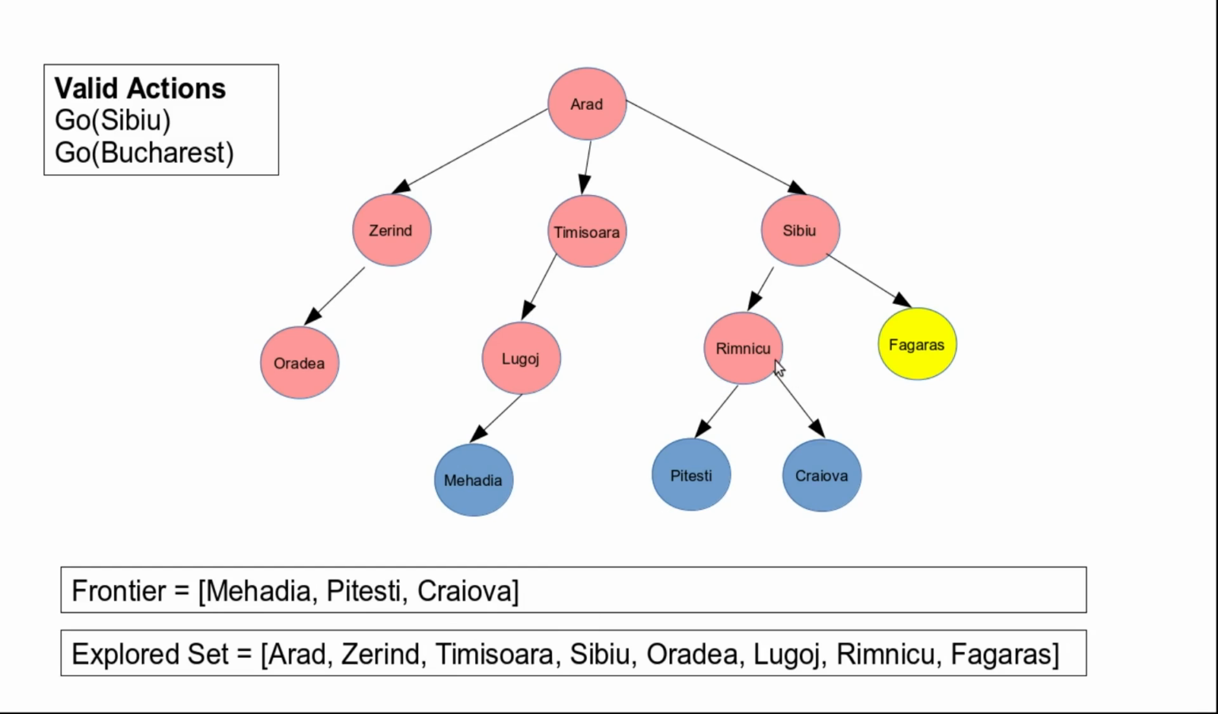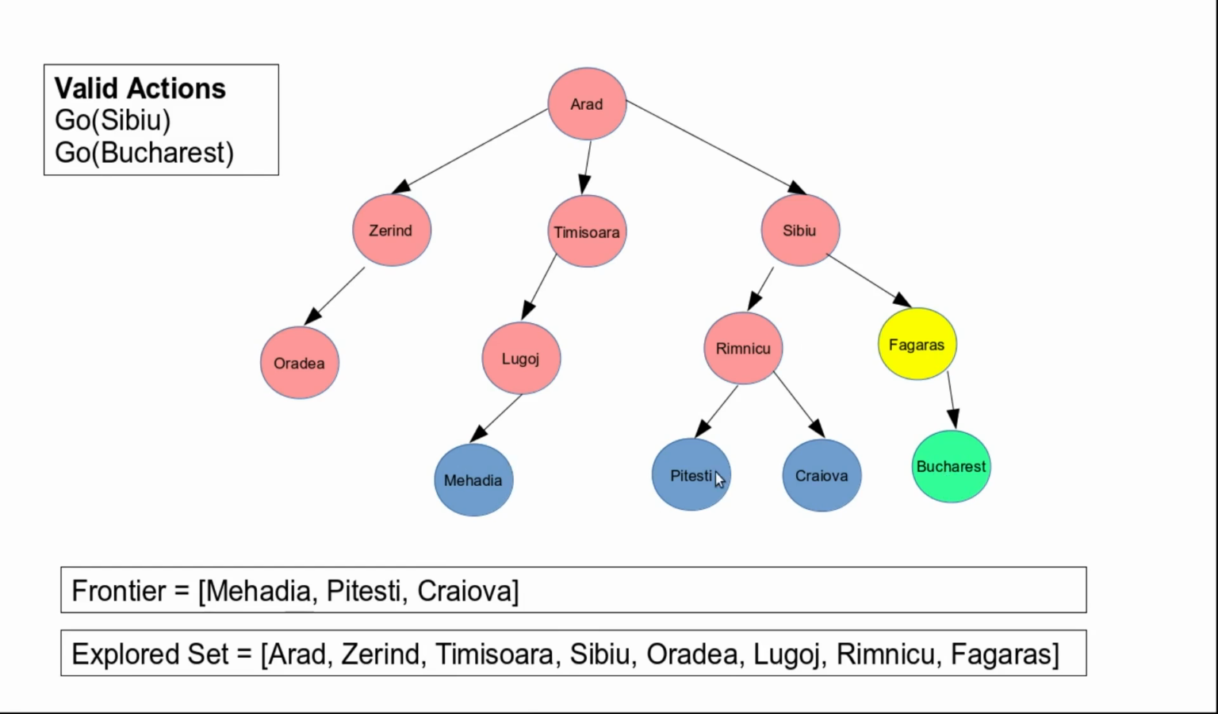And for Fagaras we have 2 actions. Sibiu is already generated, it's already in the explored set, so no node will be added. Bucharest, however, is not present in the frontier list or in the explored set, and hence a node will be added for it, and this node also happens to be our goal state.